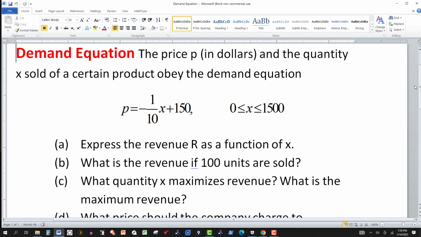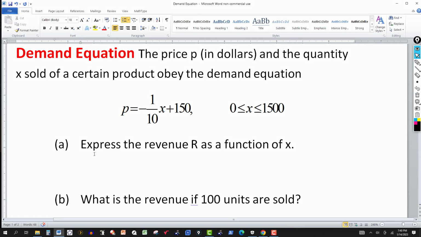In this video, we have a problem involving a demand equation. So here's what we have. Price P in dollars and the quantity X sold of a certain product obey the demand equation given by P is equal to negative 1/10 X plus 150. And the conditions are that X has to be greater than or equal to 0, less than or equal to 1500. So it has to be in that particular interval.